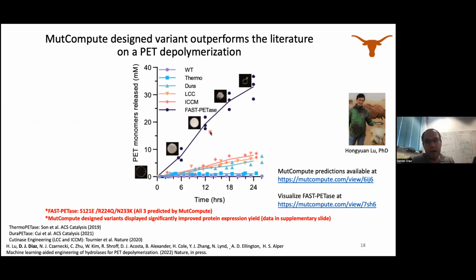Here is us comparing it to other PET depolymerizing enzymes. Some of them are PETase scaffolds, such as ThermoPETase and DuraPETase. Other ones are cutinase scaffolds, like LCC and ICCG. You can see that by using MutCompute's designs, we were able to significantly outperform the literature on PET degradation.